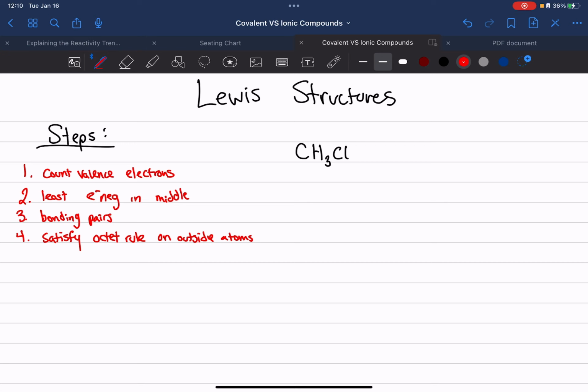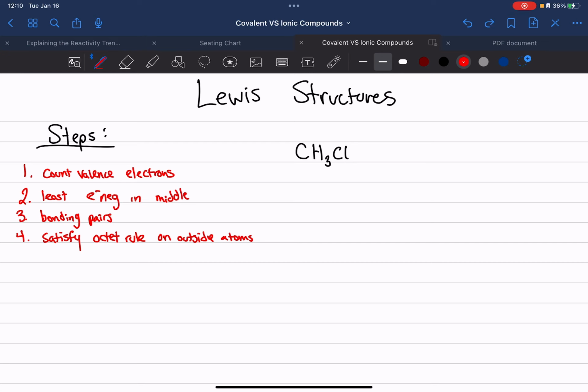between each other. If you don't have these steps written down in your notebook, make sure you have at least these 4 steps for drawing Lewis structures. And there is actually a 5th step that we will get to in a moment. But I'm going to start working through these steps to draw the Lewis structure for CH3Cl.